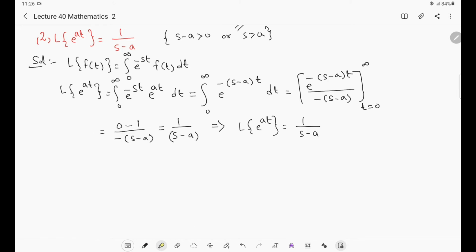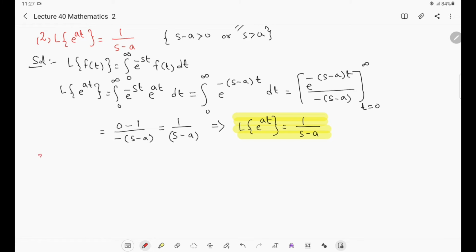This is the second formula, right? Laplace transform of e power at equals 1 by s minus a. For proving all these standard formulae, we will be using the basic definition of Laplace transform, which is integral 0 to infinity e power minus st f of t dt. Now consider the third one.